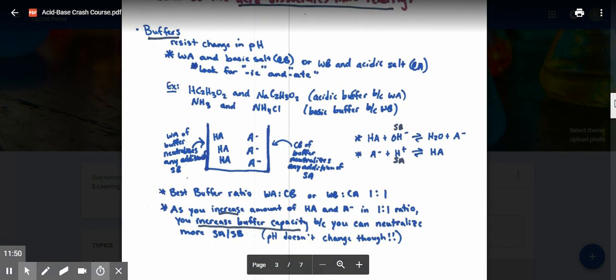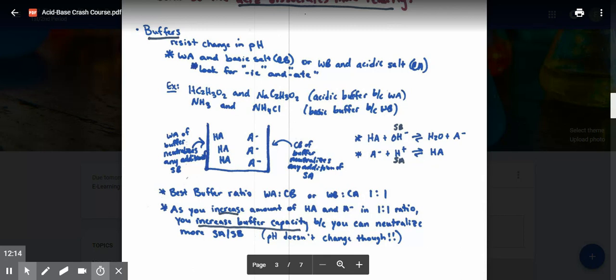Now we're into our big concept here, buffers. What a buffer does is resist a change in pH. What a buffer consists of is a weak acid with a basic salt. A basic salt is also known as a conjugate base. Or you have a weak base with an acidic salt, and an acidic salt is also known as a conjugate acid.